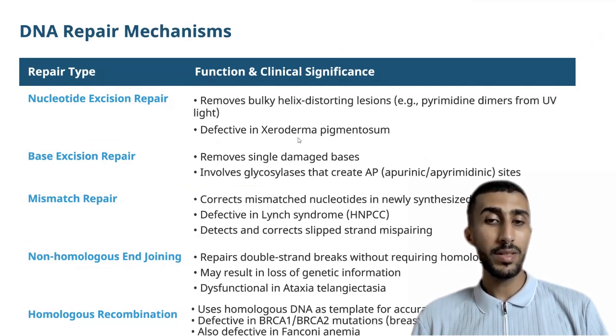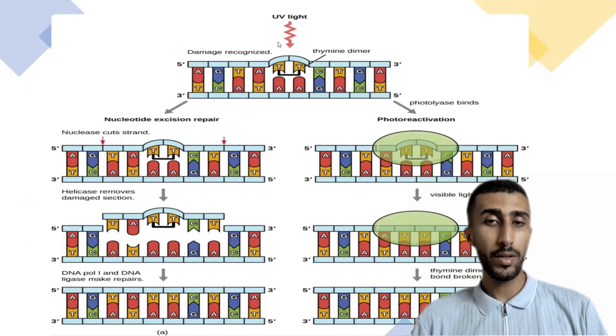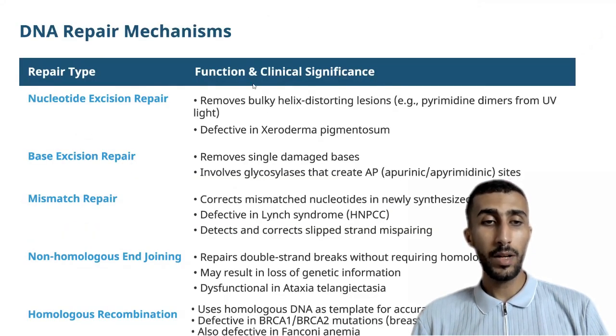So this is the way we remove bulky helix-distorting regions such as pyrimidine dimers from UV light. And this is defective in xeroderma pigmentosum. Remember, people with xeroderma pigmentosum can't stand UV light or sunlight, because the starting trigger for this chain of events is UV light. UV light forms the thymine dimers, which is responsible for this error. So this is nucleotide excision repair.